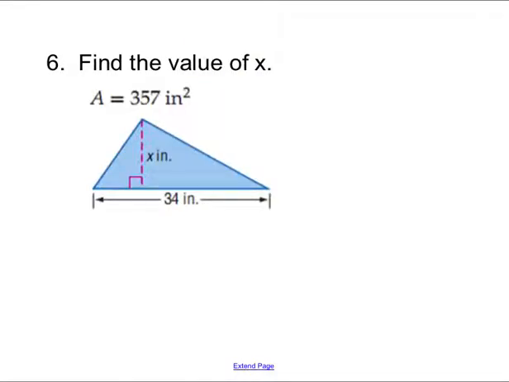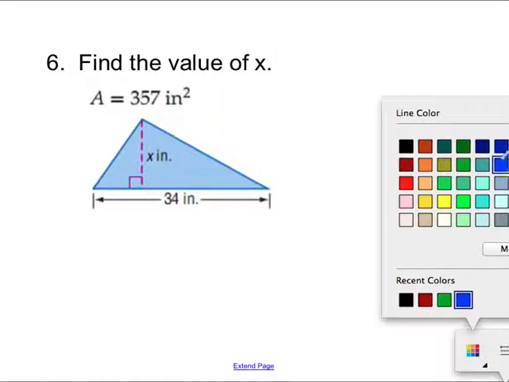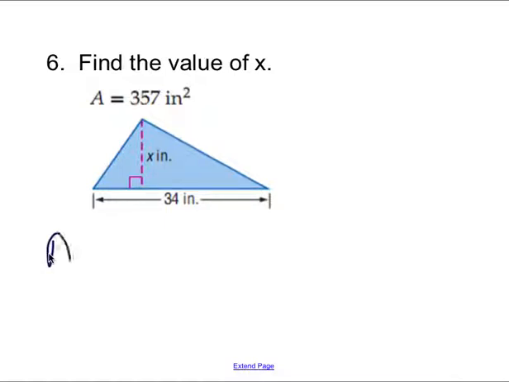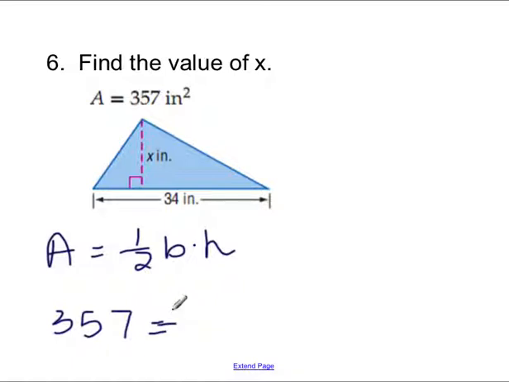Next, let's take a look at this next problem. Now we have a triangle. Remember that the area of a triangle is going to be 1/2 base times height, or the base times height divided by 2. So we know that the area is 357. So 357 is going to be equal to our base, which is 34, times our height, which is x, divided by 2.